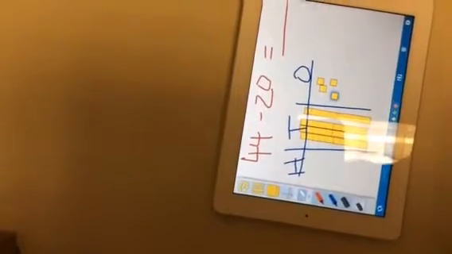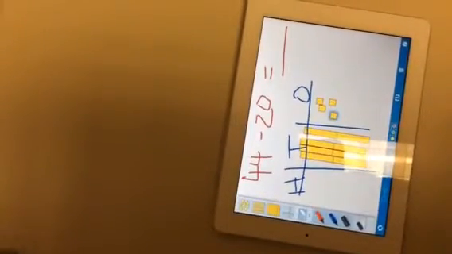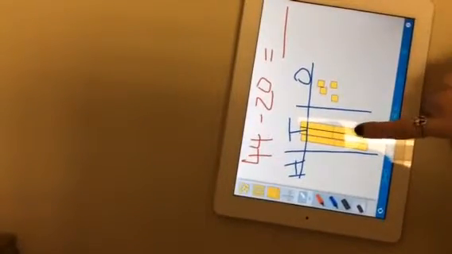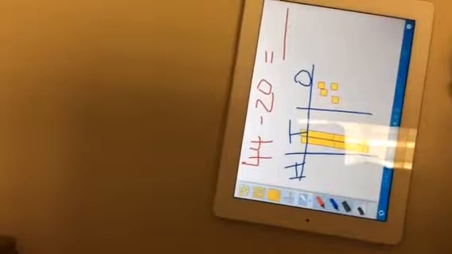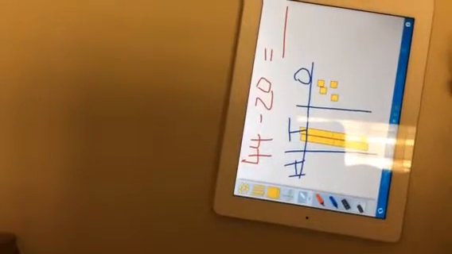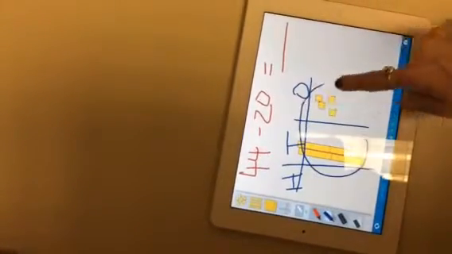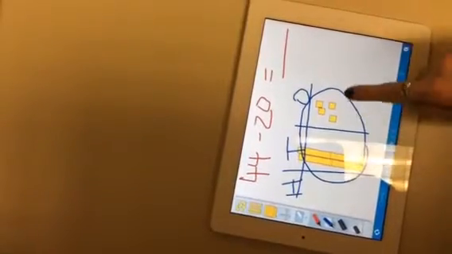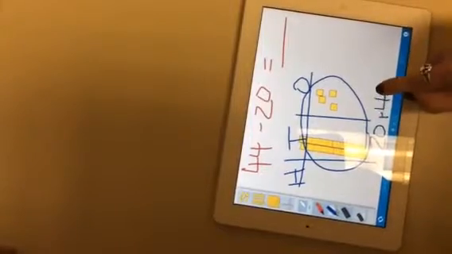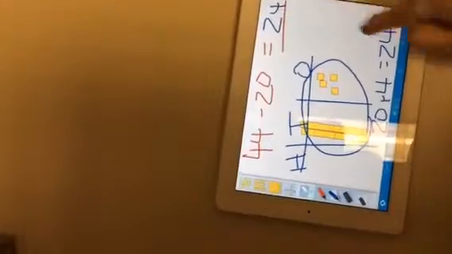Okay, so if we're having to take away 20, we know that 20 is the same as 2 longs. So all we have to do is we're going to select this long and we're going to throw it away. We're going to select this long and we're going to throw it away. So we've taken away 2 longs. What we are left with is now the answer. We have 2 longs, which would be 20, plus 4 units, which will be 24. So our answer will be 24.